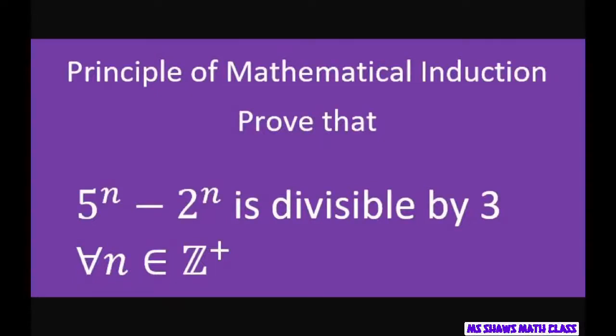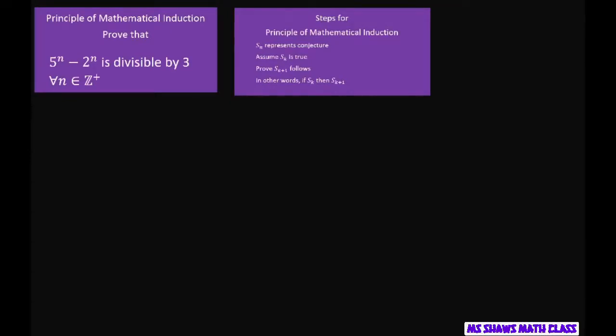Hi everyone, we're going to use the principle of mathematical induction to prove that 5 to the nth power minus 2 to the nth power is divisible by 3 for all positive integers n. So the first thing we're going to do is make a conjecture based off the definition of divisibility. So our conjecture is that 5 to the nth power minus 2 to the nth power equals 3r for some integer r.